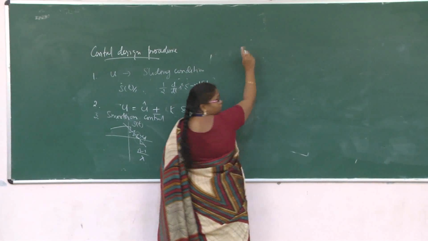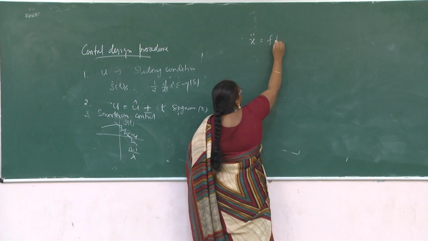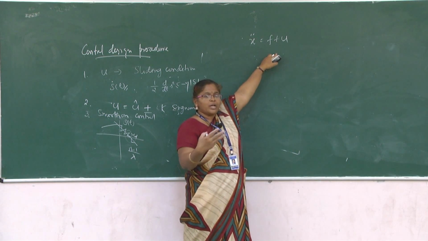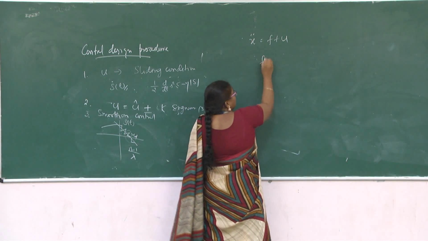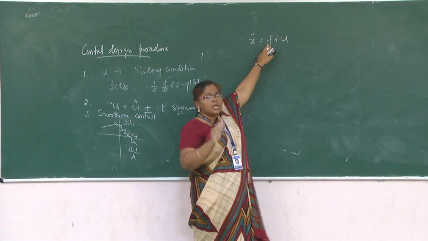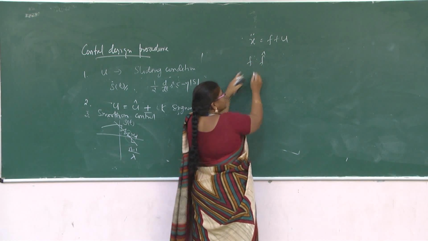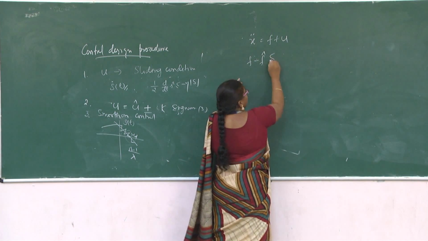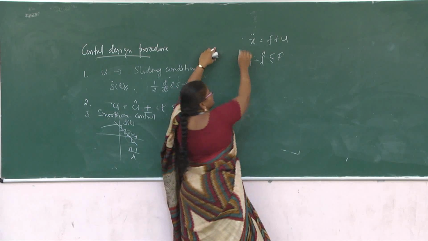So let me take one non-linear system, which is x dot equal to f plus u. Again, this f is a non-linear function. I don't know what kind of non-linearity this is, but I can define that this f cap is an estimation, that is, I can guess the non-linearity, and then this is my original function. If this difference is less than or equal to F, then my system is okay. So this is the problem.